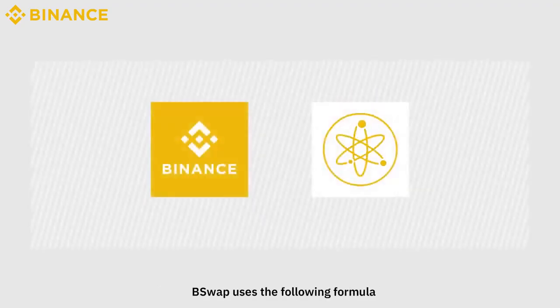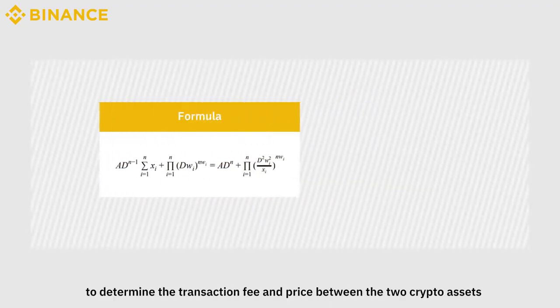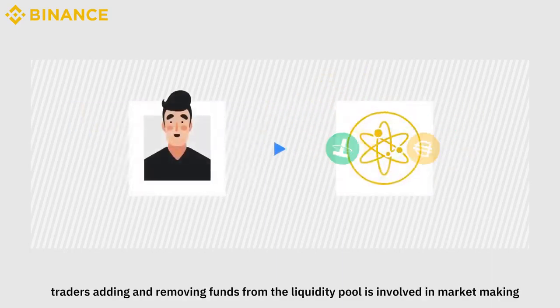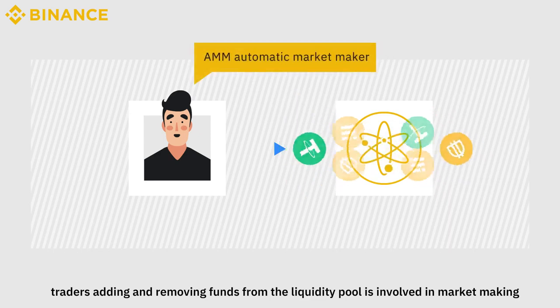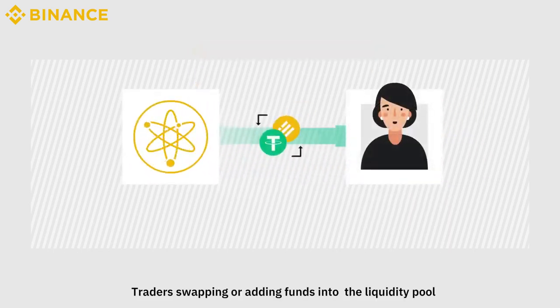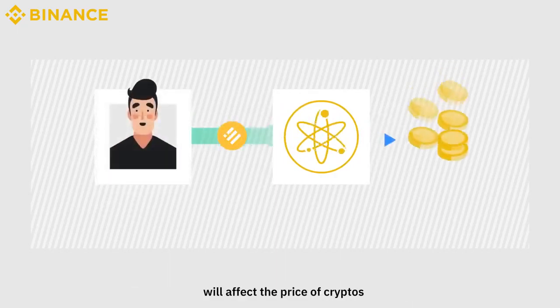BSwap uses the following formula to determine the transaction fee and price between the two crypto assets. Traders adding and removing funds from the liquidity pool is involved in market making. In the same way, traders swapping or adding funds into the liquidity pool will affect the price of cryptos.